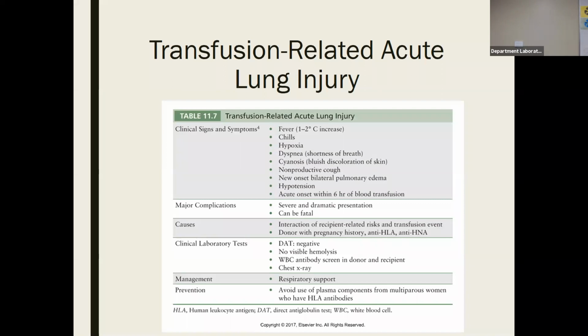This is the number one symptom of TRALI. You guys need to know that: pulmonary edema in both sides of the lungs. And this is an acute reaction. This usually occurs within 6 hours following that transfusion.